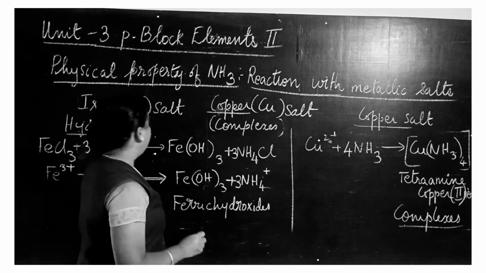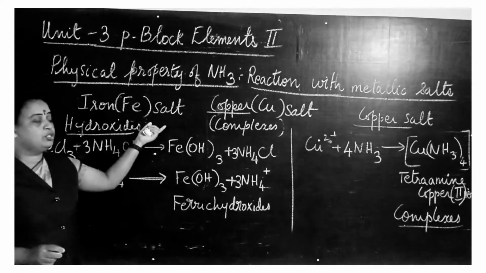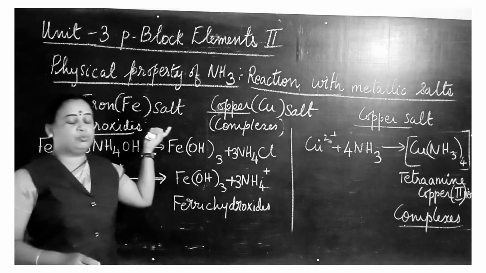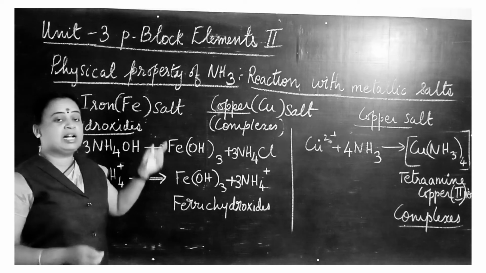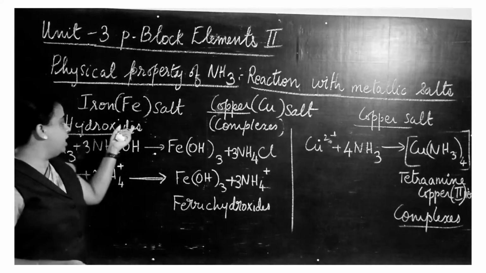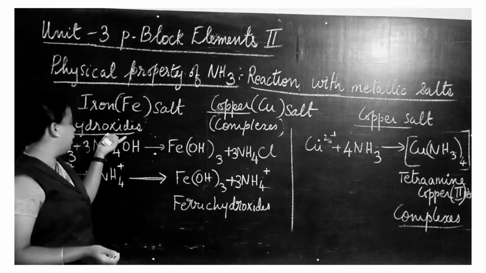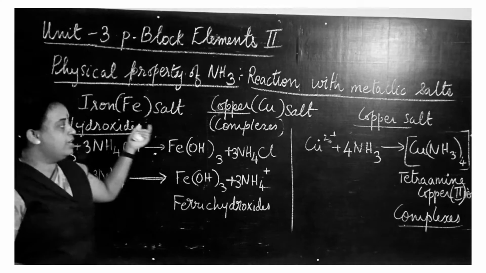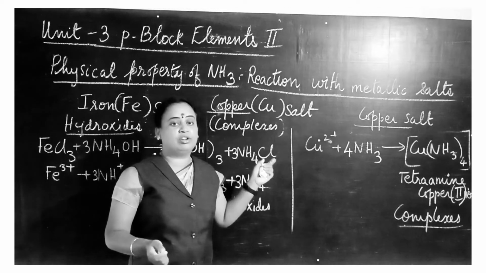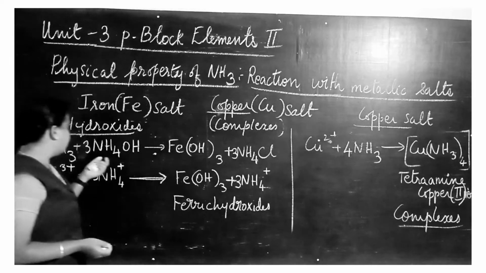Fine. So both are metallic salts, but the products obtained when ammonia reacts with these salts are different. In the case of iron salt, when ammonia reacts, it gives metallic hydroxides, whereas in the case of copper salt, the product is coordination complexes. So now let us look at the reaction here.